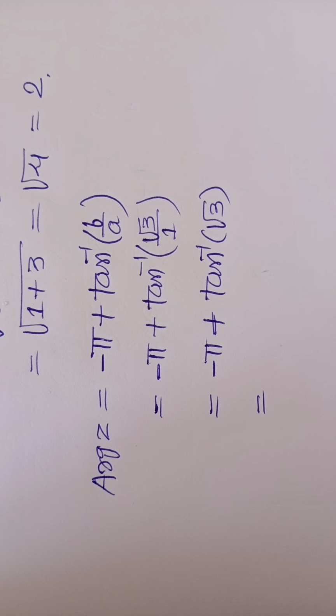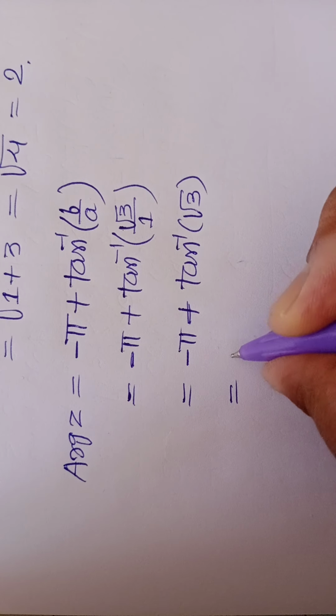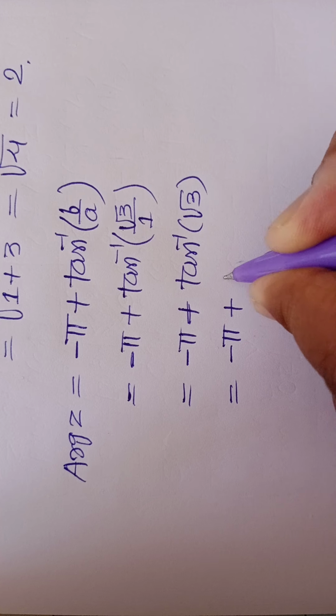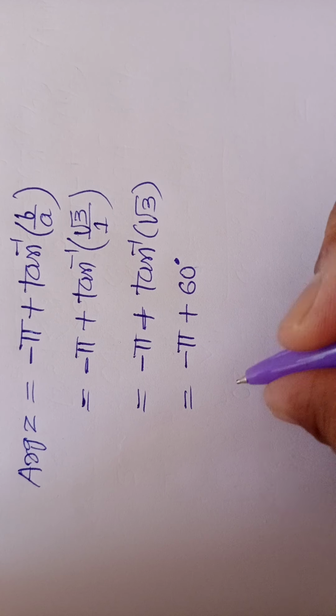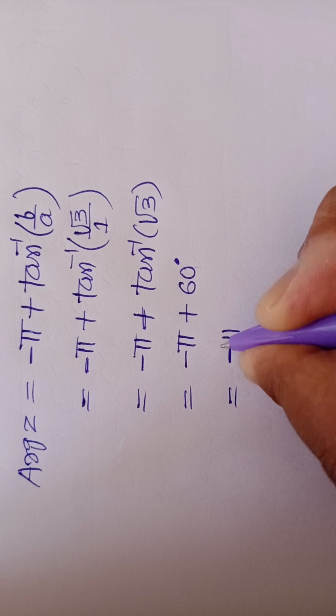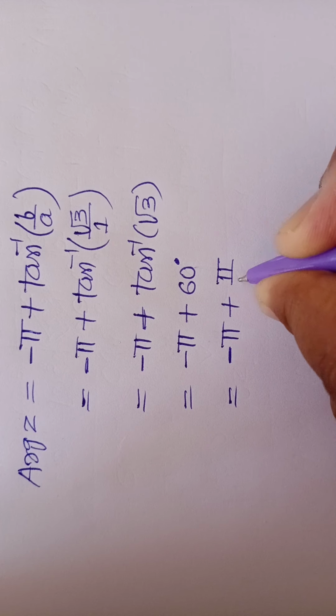When is the value of tan equal to root 3? I think you know. The value of the tan function being root 3, let us recall quickly. Do you remember 60 degree? Minus pi plus 60 degree. If you do not know, tan 60 degree is root 3. And what is 60 degree in radian measurement? That is pi by 3.